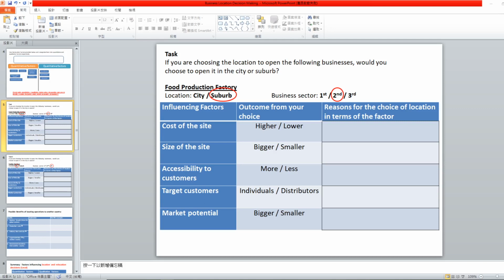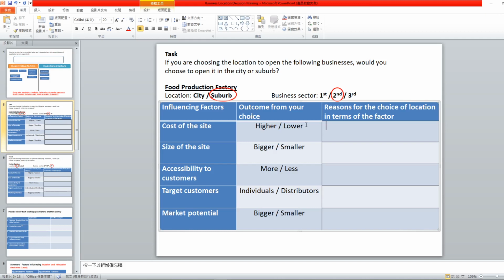So the factors are the most important thing in this chapter. And for the explanation, which is your analysis, you just have to explain in your own way. Okay. All right. So let's talk about it. For the first one, the food production factory, let's go from the first row to the last row. Just imagine you're still sitting in the classroom.